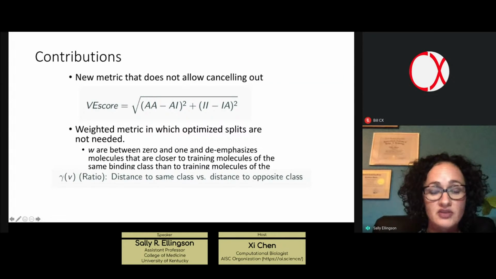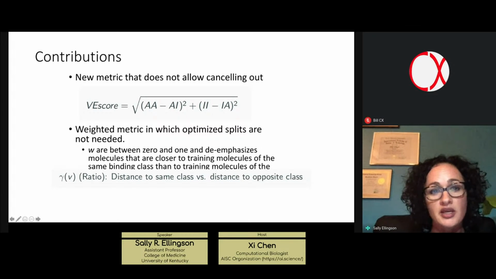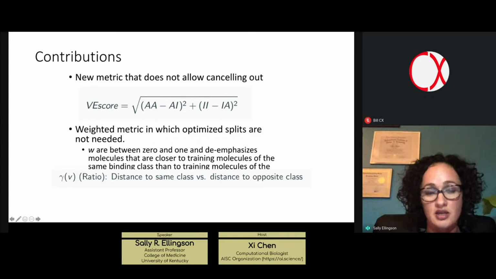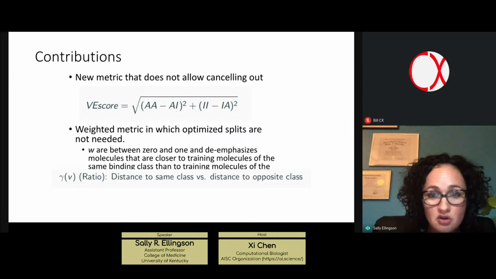And so things that we have done to look at this problem and do things a little bit differently is, one, we changed this bias score so that it wouldn't have a negative component and there would be no canceling out. And another thing we did was try a weighted metric. So instead of optimizing splits based off of a bias score, the contribution to the AUC or whatever metric you're using is not as strong when your test drug is very close to something that is in the training set.